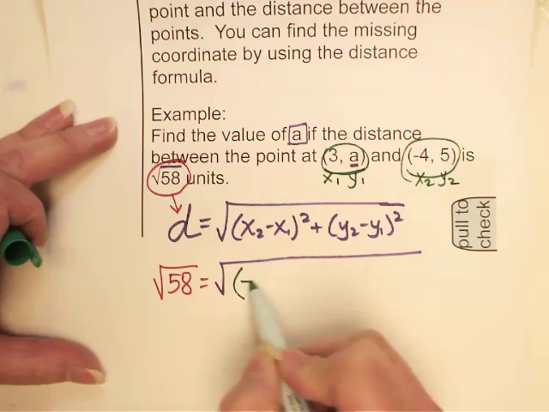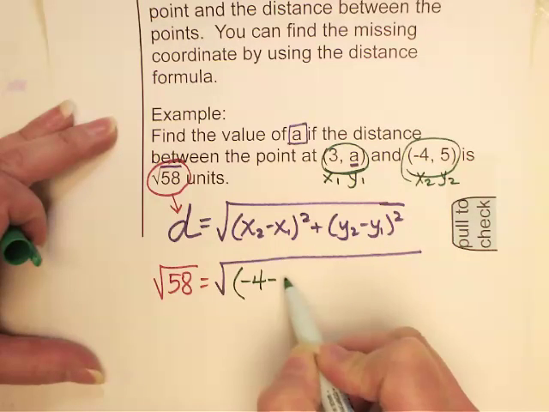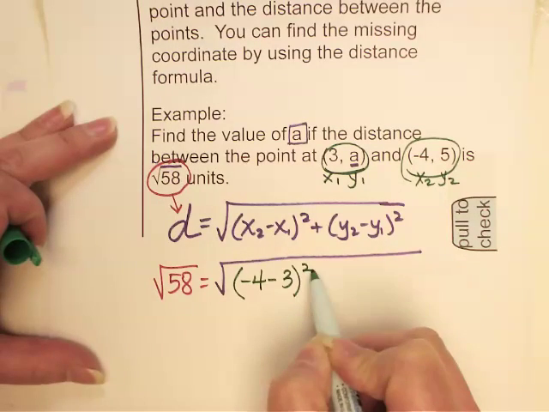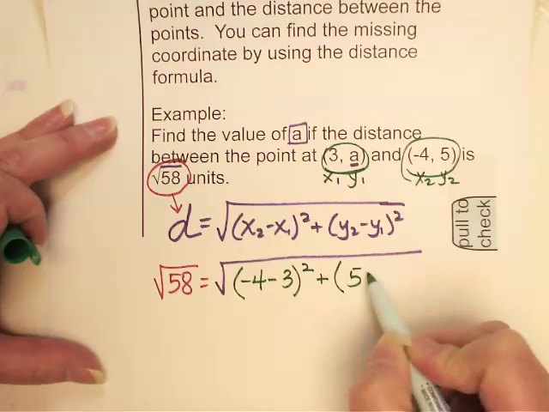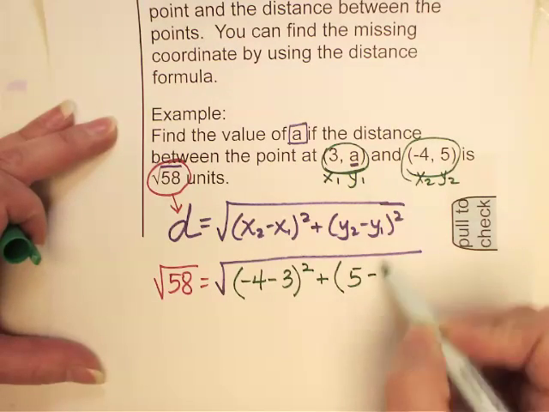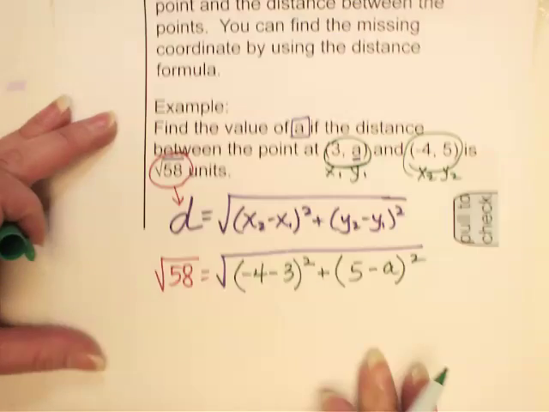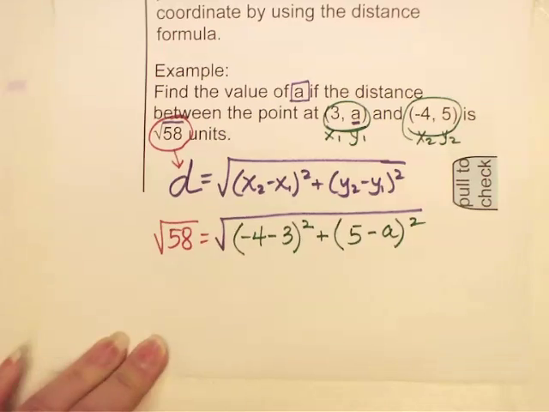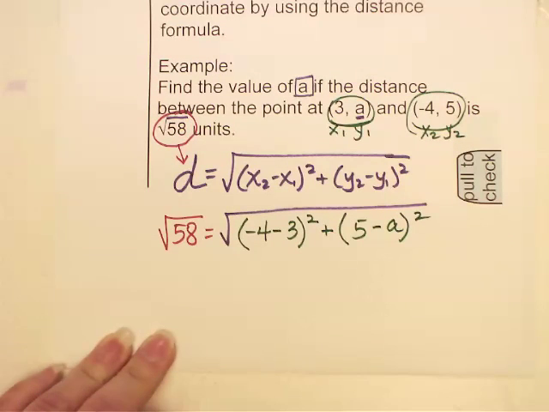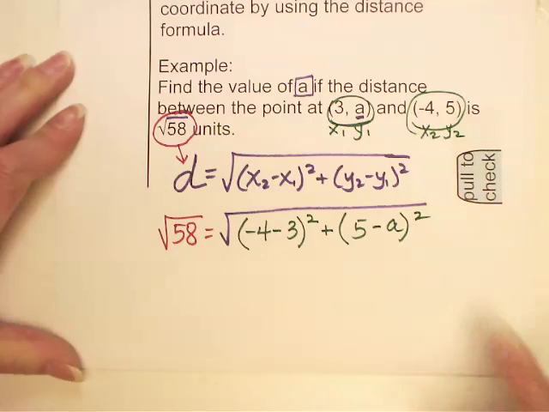x sub 2, -4, minus x sub 1, which is 3, quantity squared, plus y sub 2, which is 5, minus y sub 1, which is a, quantity squared. Now if you take a look, both sides have radicals. So to start working this problem, I need to get rid of the radicals so I can get to the good stuff, the radicand.